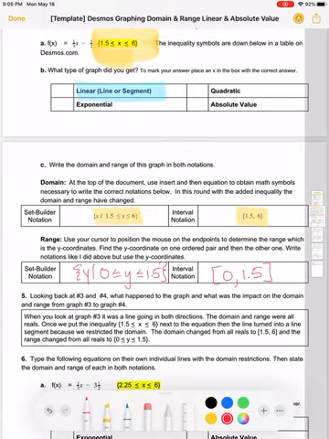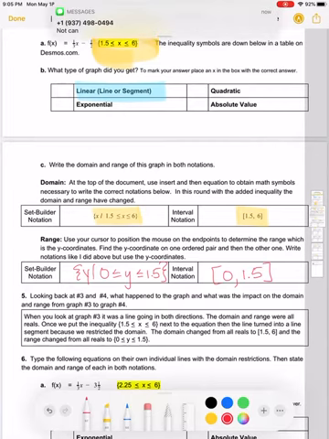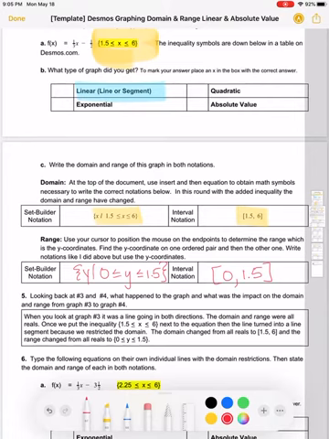Now it says, looking back at 3 and 4, what happened to the graph and what was the impact on the domain and range? So when you look at this, back here, it says the domain and range were all reals. Once we put in the inequality next to the equation, the line turned to a line segment because we restricted the domain. So she has answered number 5 for you. Okay, look, she even gave you the answer to that one in her answer.